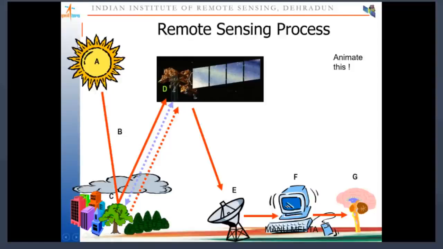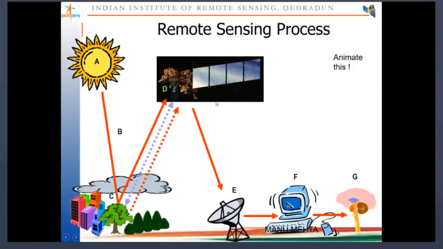So the source of illumination, the source that illuminates your target, serves as the source of energy. Here I've taken it as the sun. It can be a natural source, it can be an artificial source also. So the first thing you require is the source. The second thing you require is the target. What target do you want to sense? You have to know about it.